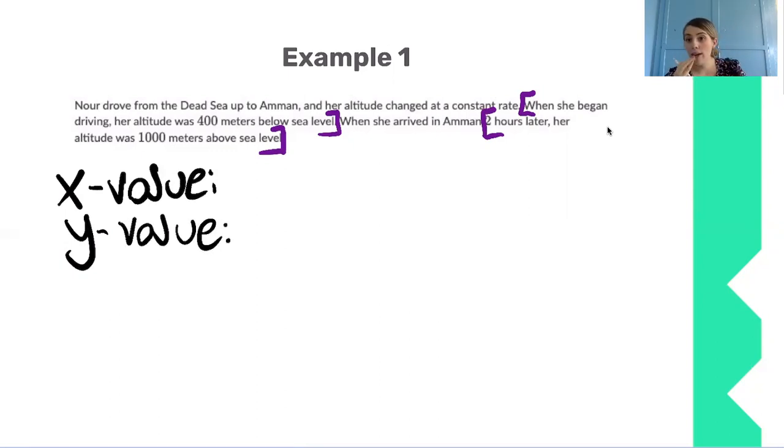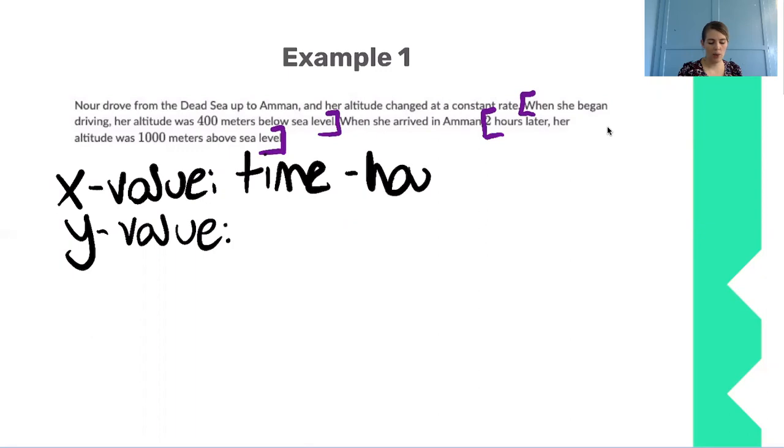So the thing that we're changing, or the thing that is changing consistently, the independent variable, is the time, or hours. That's what you'd put on your X axis, while on your Y axis would go the altitude.